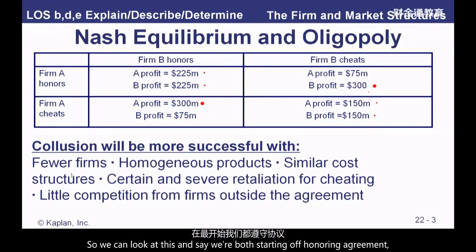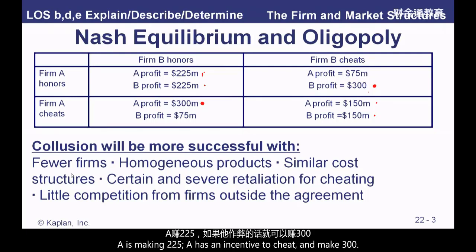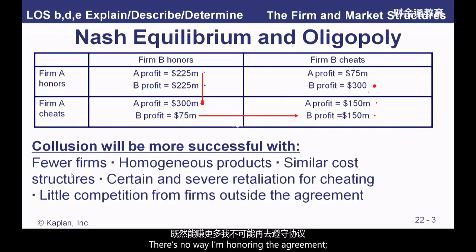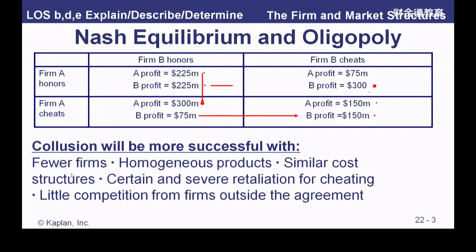So we can look at it like this. Let's say we're both starting off honoring the agreement. A is making 225. A has an incentive to cheat and make 300. B can see that. So it says, look, if A is going to cheat and make 300, there's no way I'm honoring the agreement. My best option is to also cheat and end up at 150.